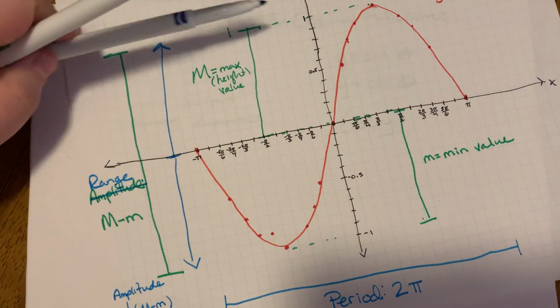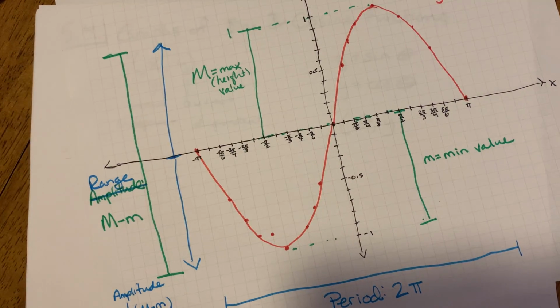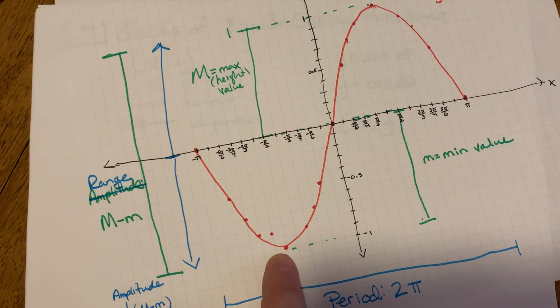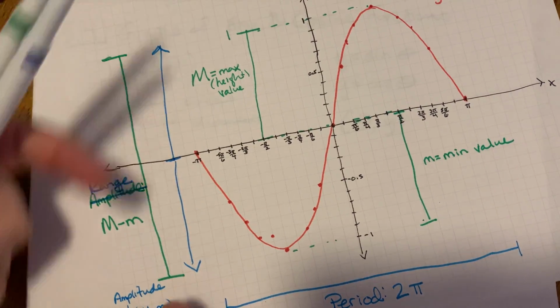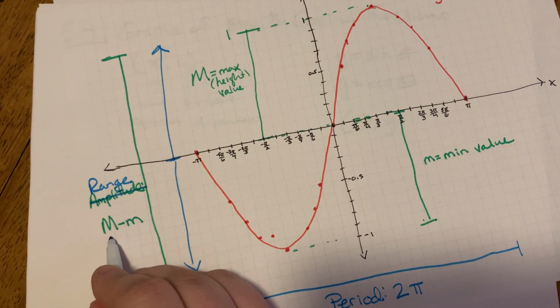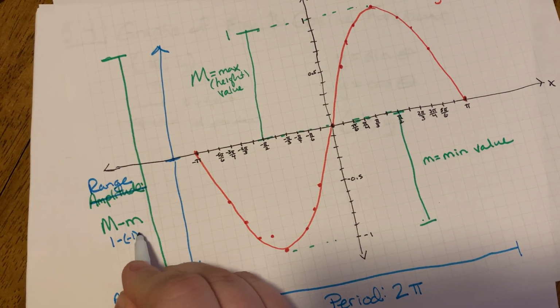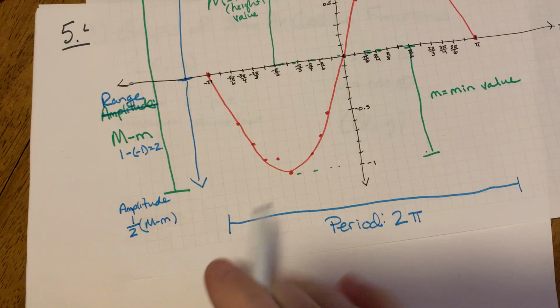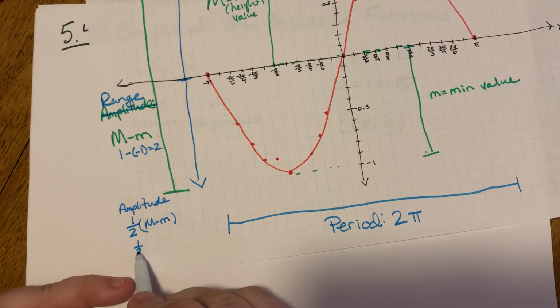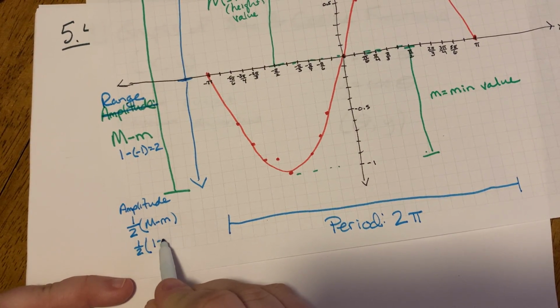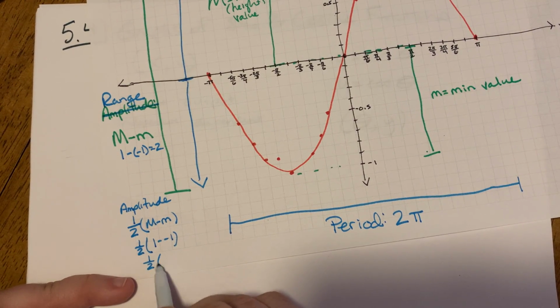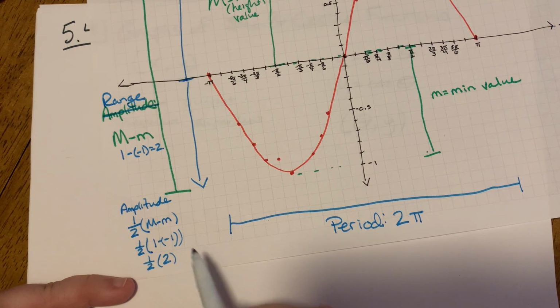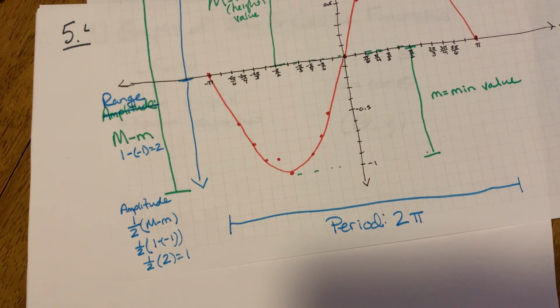So we have a maximum value with capital M, a minimum value of little m. We can define its range, which is 2 in this case, right? It's 1 minus negative 1, which is 2. But its amplitude is half of 1 minus negative 1, which is half of 2, or 1.